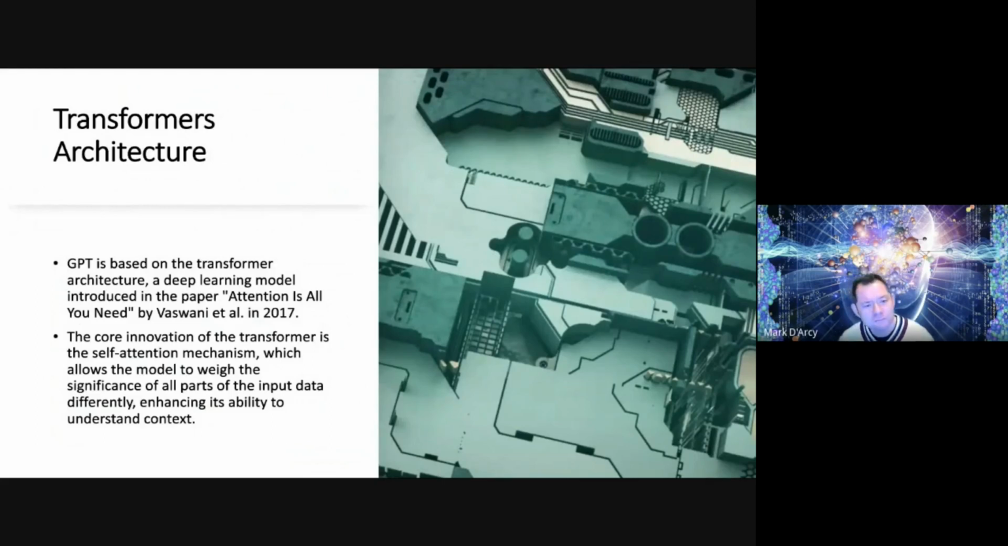Okay, so it all basically revolves around something called transformers. So let's talk about transformer architecture. GPT is based on this transformer architecture, which is a deep learning model introduced in the paper Attention Is All You Need by Vaswani et al. in 2017. The core innovation of a transformer is the self-attention mechanism, which allows the model to weigh the significance of all parts of the input data differently, enhancing its ability to understand context.